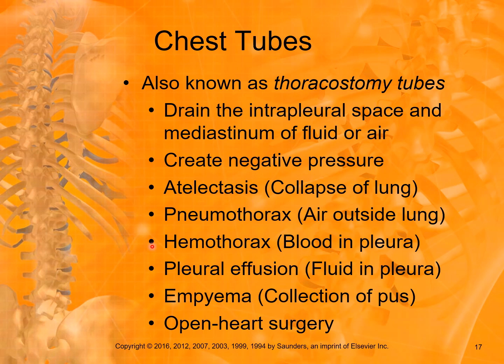Hemothorax is blood in the pleura. Pleural effusion is fluid in the pleura. Empyema is a collection of pus. And chest tubes are used for open heart surgery.